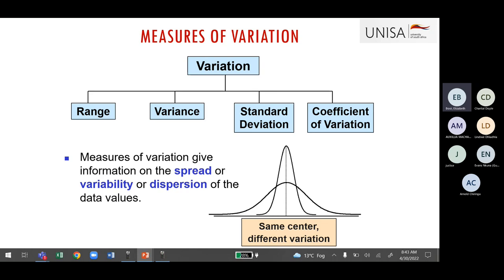Okay, so how do we then calculate this? With measures of variation as well, these can be parameters or statistics. If you calculate these measures from a sample, remember that those would be your statistics. If you calculate them from your population, these will be your parameters.